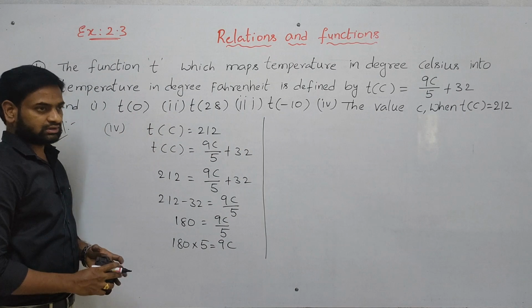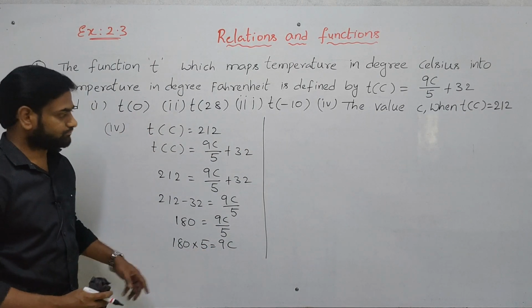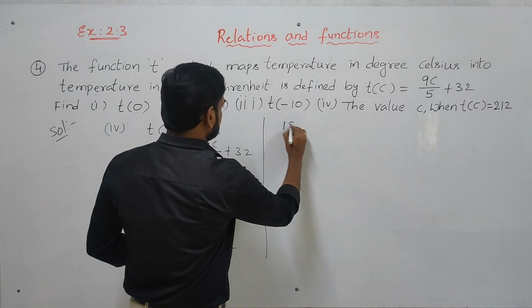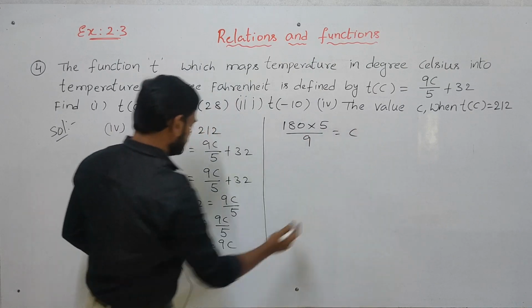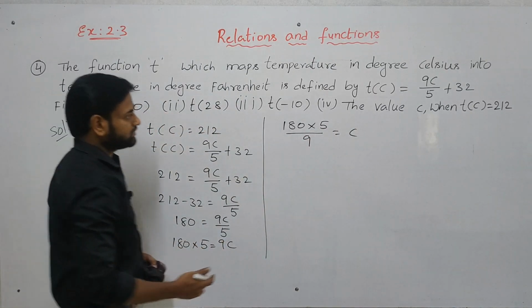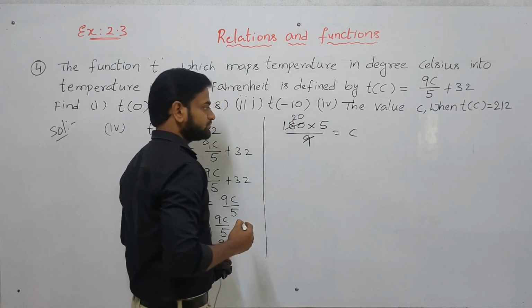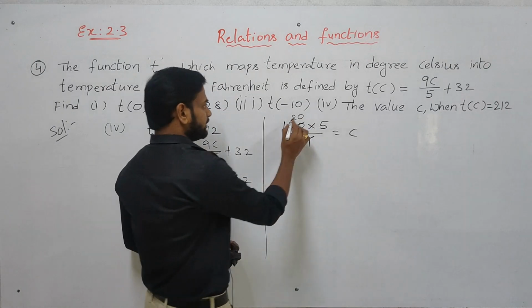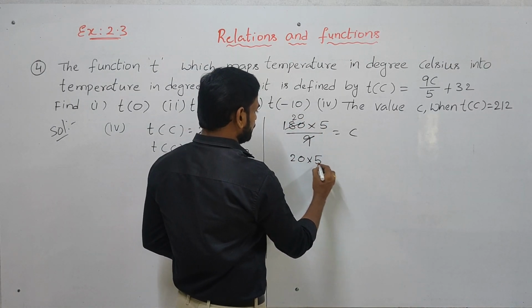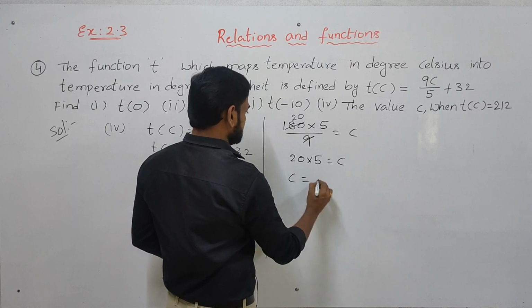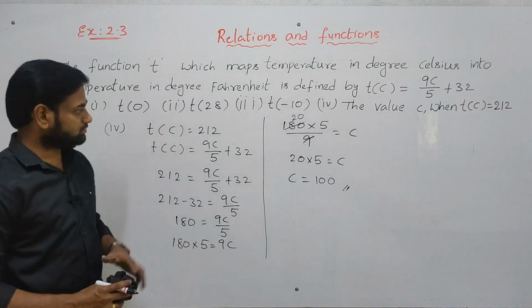So 180 into 5 is equal to 9c. Later, send 9 to the other side, it will be divided. It is 180 into 5 by 9, which is equal to the remaining term c. So we can cancel this one by 20 times, and now the remaining is 20 into 5, which is equal to c. So c equals 100. That is the fourth answer.